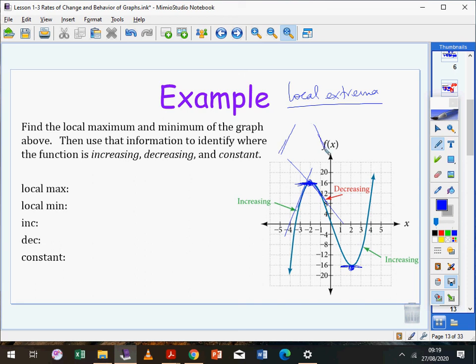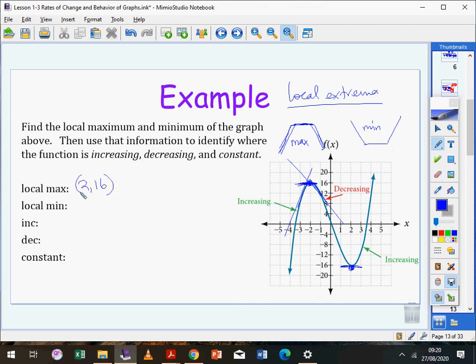Because I know that at the very top, the gradient will be 0, right? So it's changing from right to left. That's how you know that that's the local maximum. And if the opposite is happening, where it's changing from left hand going to right hand, then you know that that's going to be the local minimum. So the local maximum for this graph is happening at that point where x is 2 and y is 16.